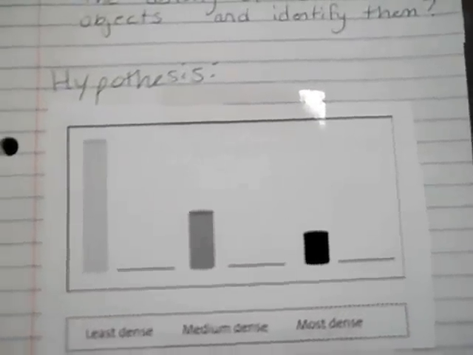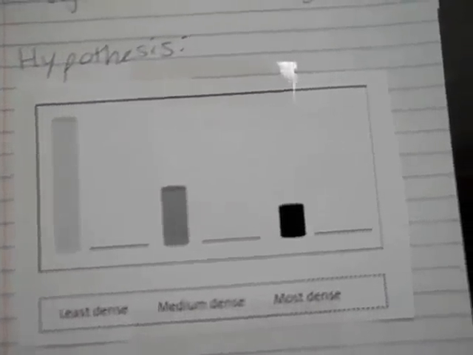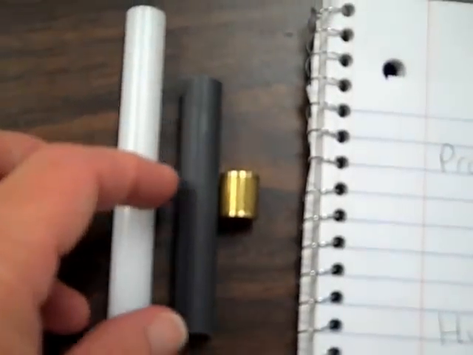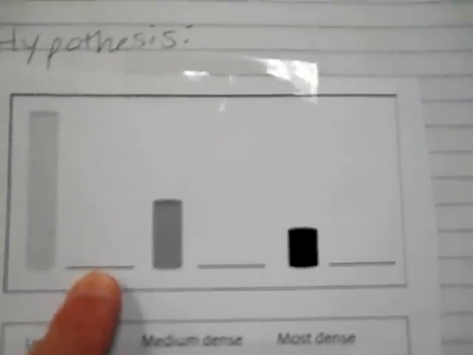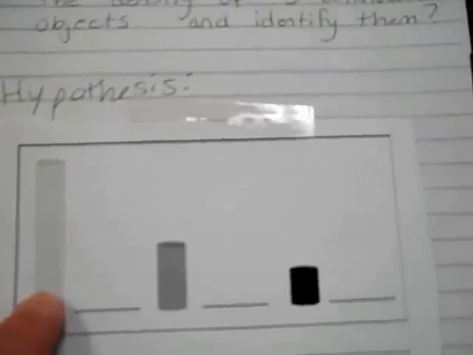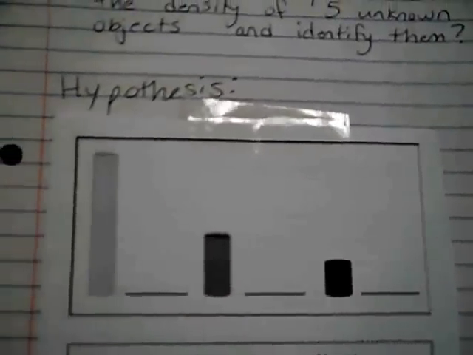Which do you think is the most dense, medium dense, and least dense of these 3 objects? So let's compare the tallest, the longest one, the medium, and the smallest. Now these all weigh the same. If they all weigh the same, what do you predict will be their densities? So go ahead and right now on the line, do you think this one would be the most dense, the least dense, or the middle dense? Write it down. So take a moment to do that.